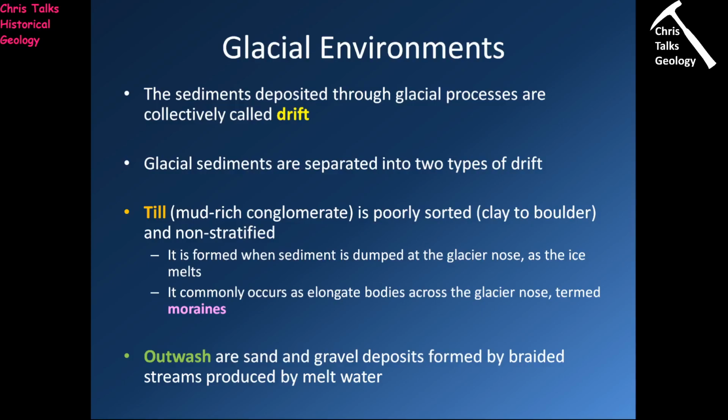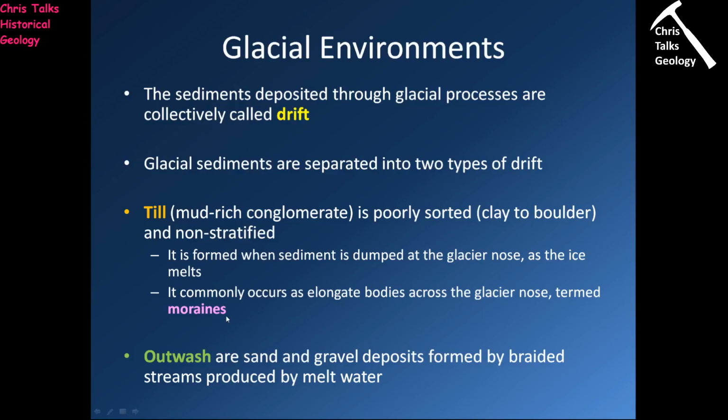Your glacial tills are going to be poorly sorted, so you can have size ranges from boulder to clay. And they are typically non-stratified. That's because the glacier just dumps the sediment. There's no process going on that's going to sort the sediment and produce nice sedimentary structures. So the bodies of sediment that are formed as the glacier melts and dumps the sediment are referred to as moraines.